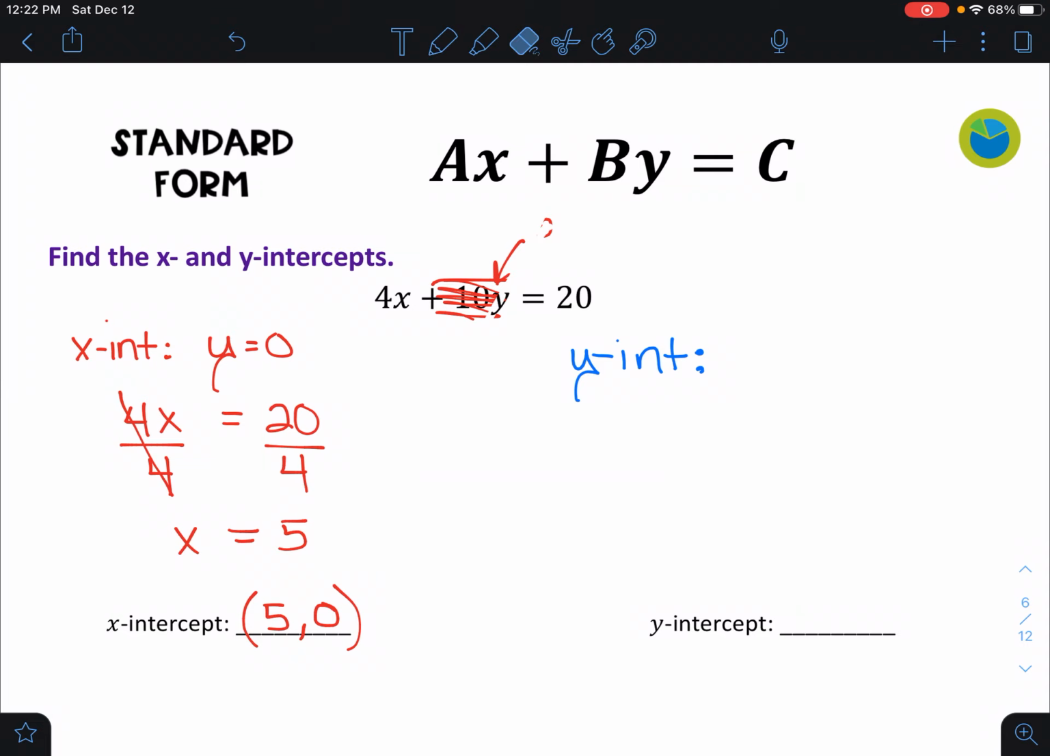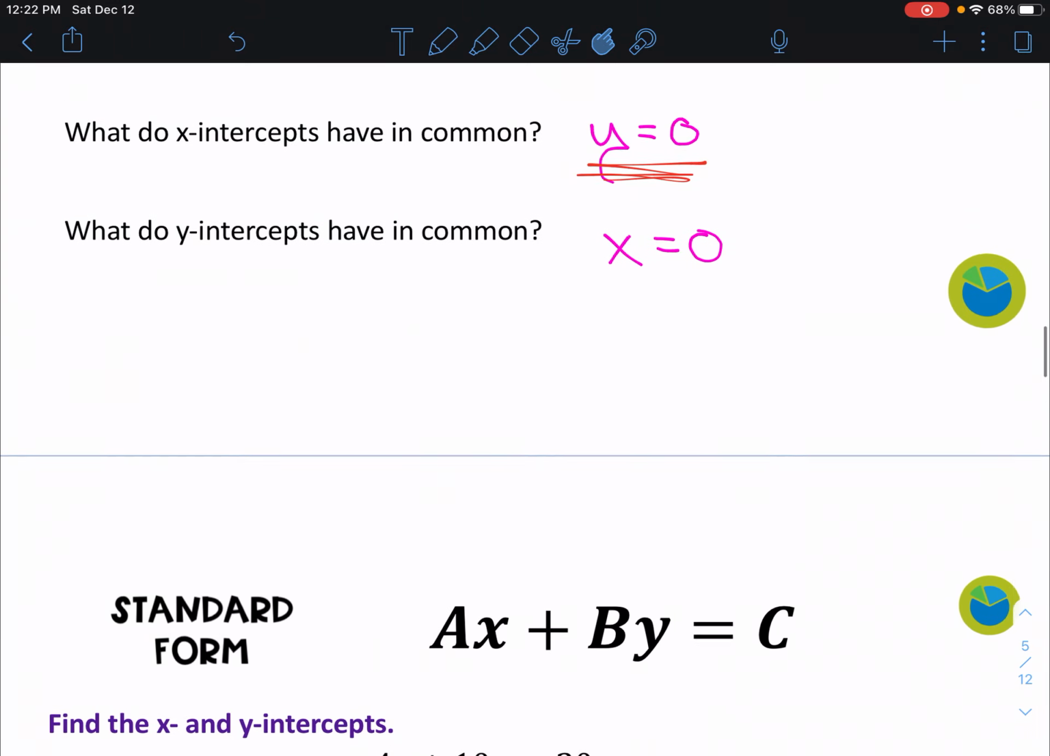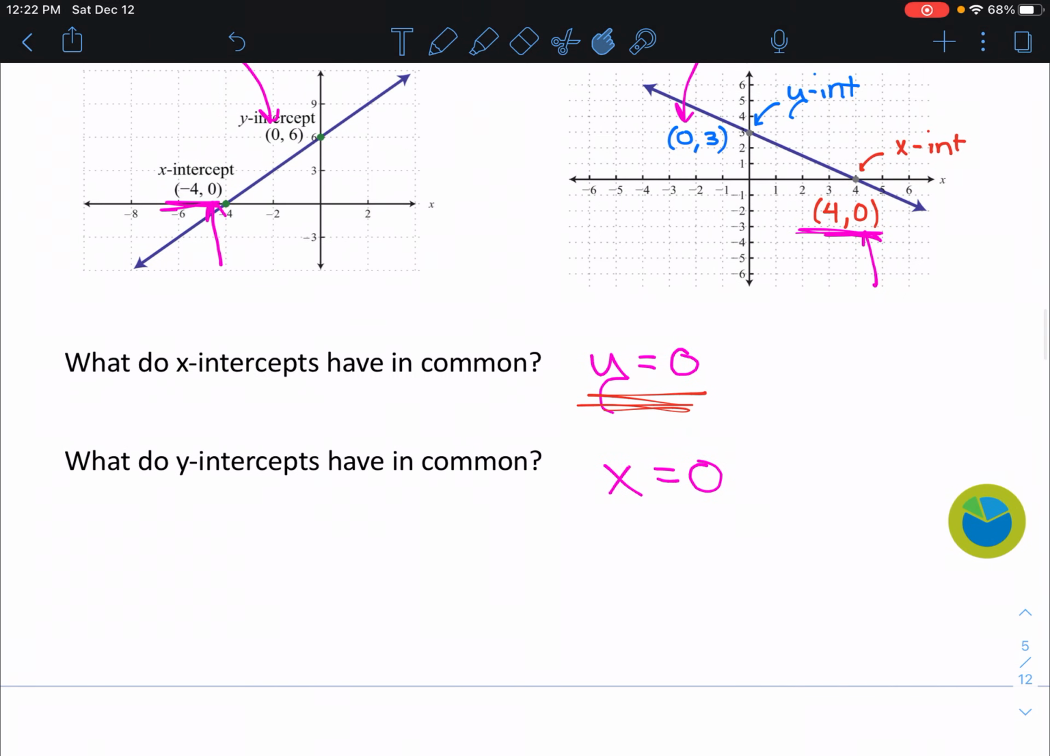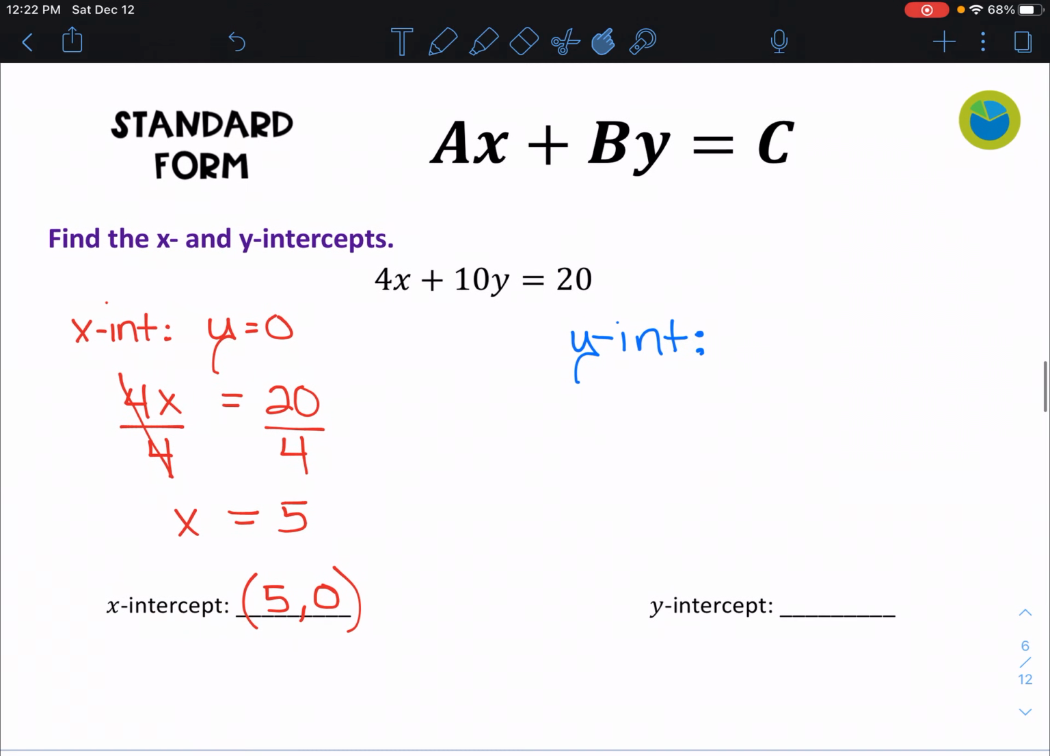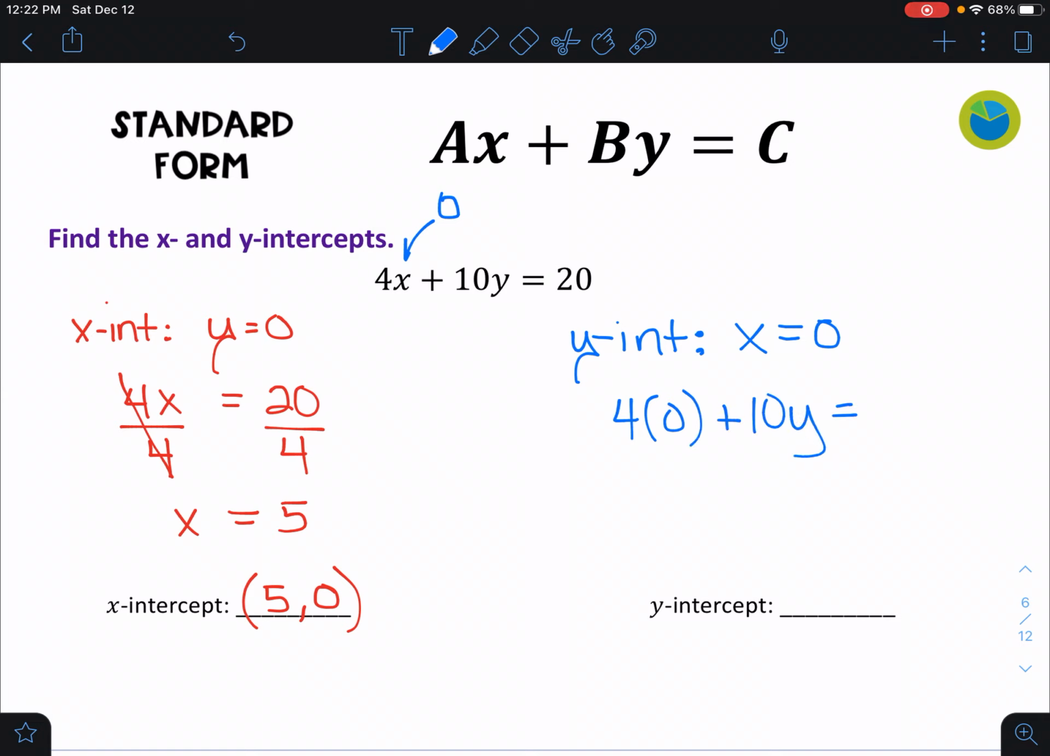So let's do the y-intercept. Okay, now up here we said that the y-intercepts, what do they have in common? That's where x is 0, okay? So that's what we're going to do here, is use that fact. And I'm going to write that here. X equals 0. Now if I put a 0 here in for x, I'm going to get 4 times 0. So 4 times 0 plus 10y equals 20.